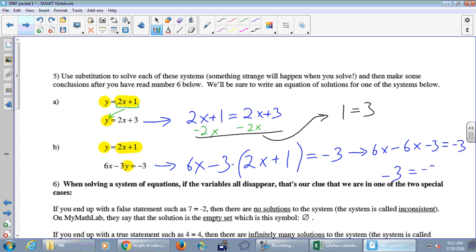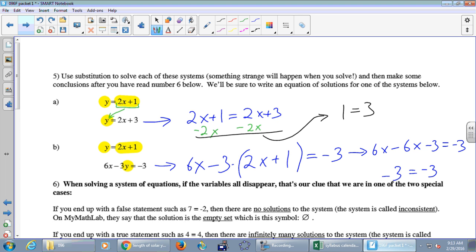Negative 3 equals negative 3, which is true, but also not expected. That's not what we were hoping for. We were hoping we would get something like x equals 5. Instead, we get negative 3 equals negative 3. So here's the punchline. If all the variables disappear, like the x's all disappeared, then you're in one of the special cases. Parallel lines with no solution, same line with infinitely many solutions.